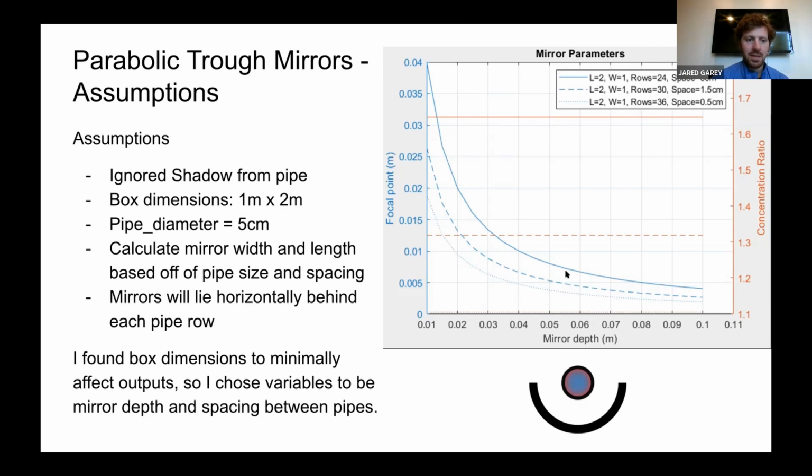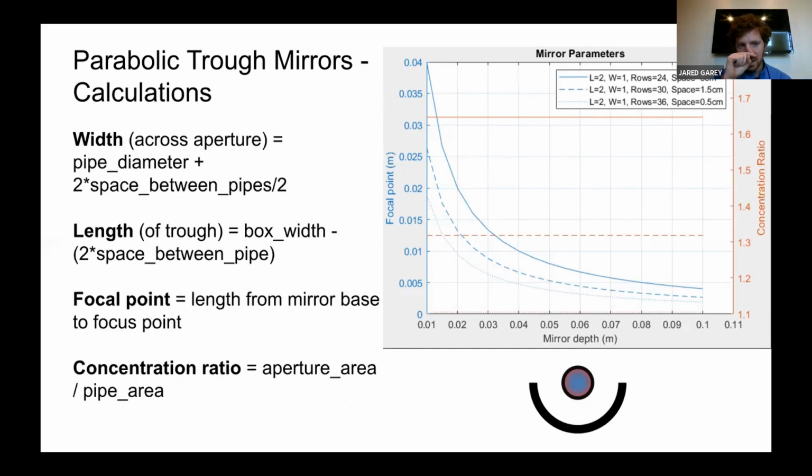And I found that the box dimensions had a really minimal effect on it. The mirror depth had a lot greater effect, and the spacing of pipes from each other had a lot more effect on how much the concentration ratio is. And that's what we're trying to maximize here.